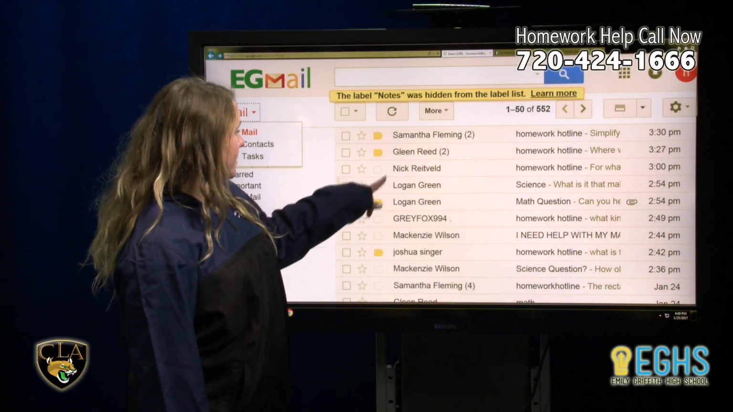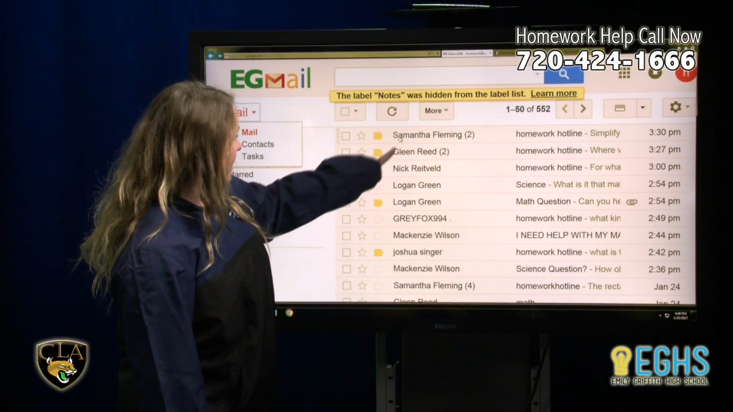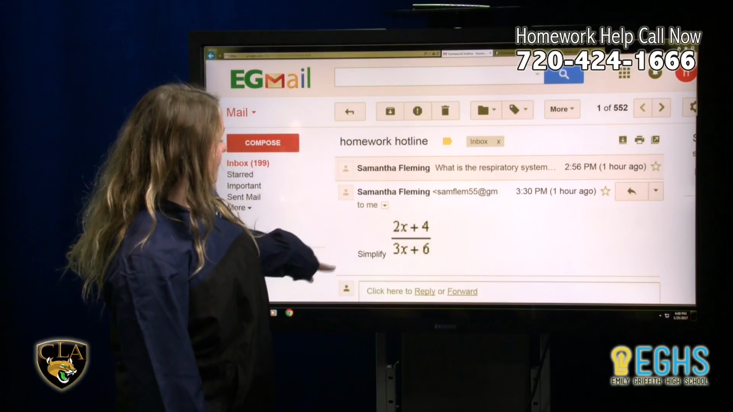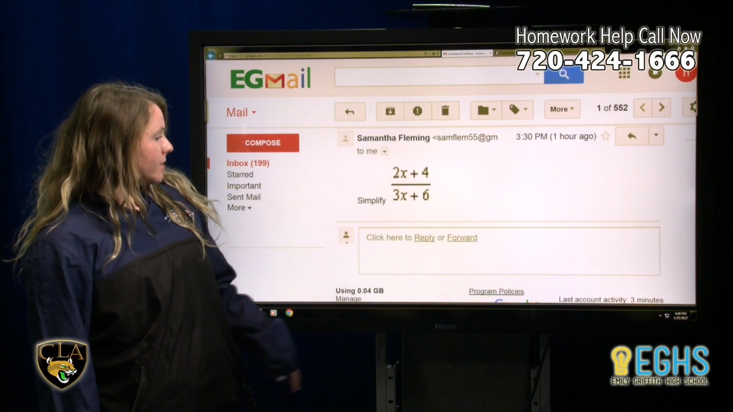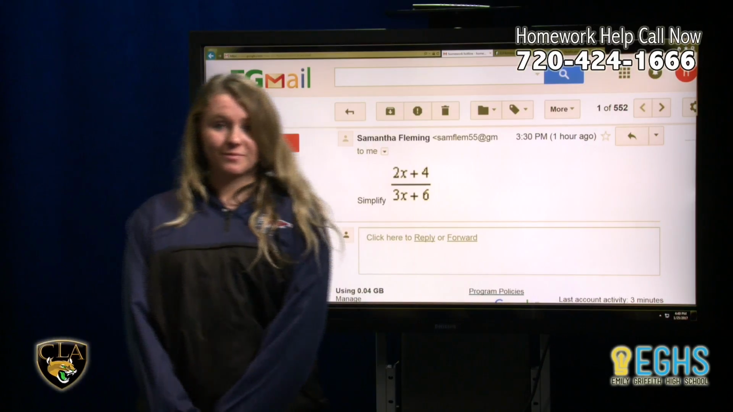So our next question is going to be a math question. They are asking us to simplify this equation: 2x plus 4 divided by 3x plus 6. Okay, I will take this one.